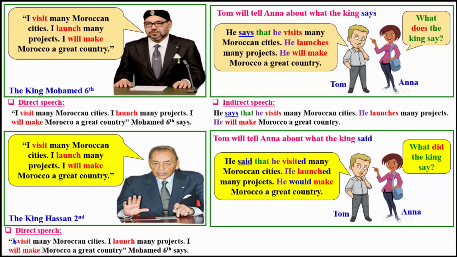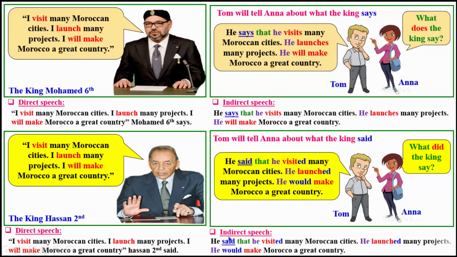And direct speech, we always put it between quotes. "I visit many Moroccan cities. I launch many projects. I will make Morocco a great country," Hassan II said. This is direct speech. And because Tom is repeating what the king said before, we call it indirect speech because it's not his words, it's the words of the king. He said that he visited many Moroccan cities, he launched many projects, he would make Morocco a great country.